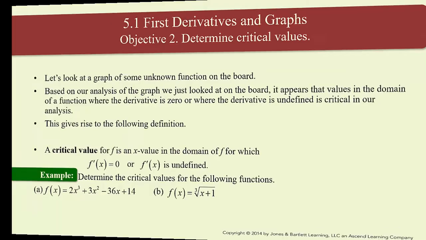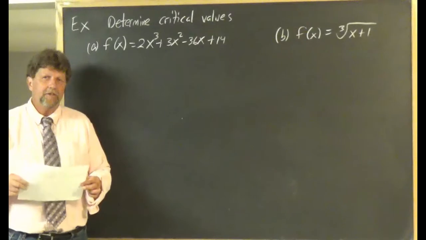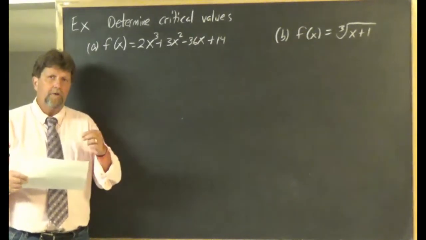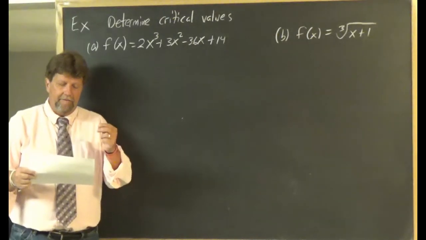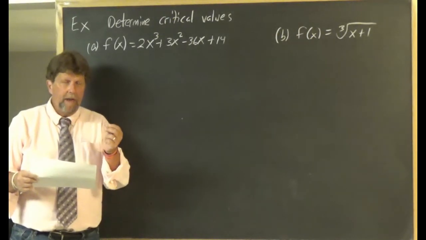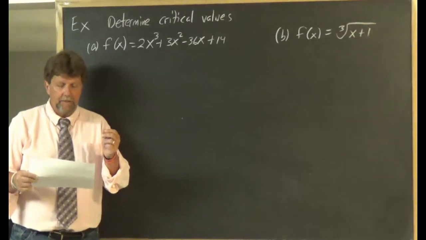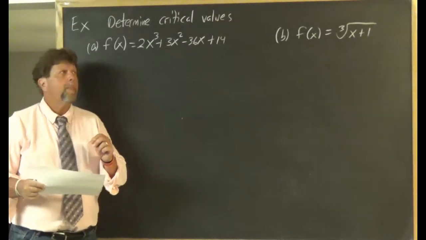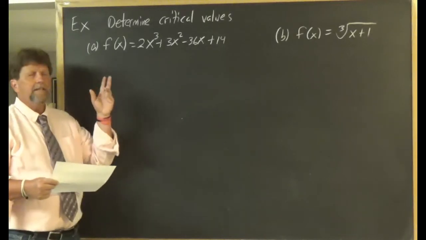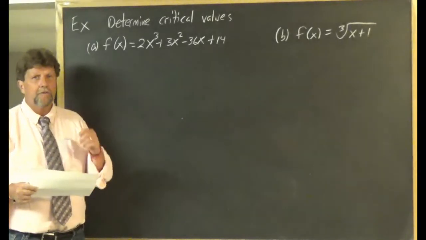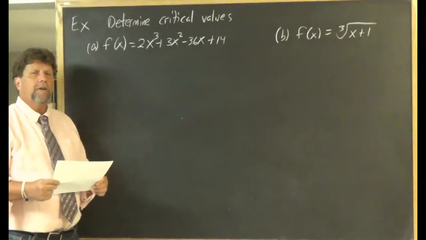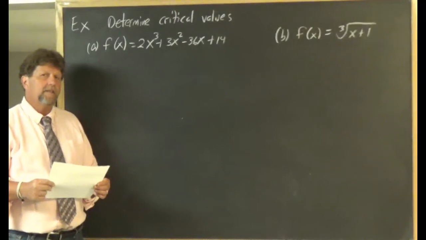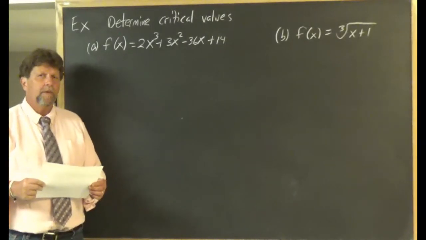All right, we just saw the definition for a critical value. One more time, a critical value. We call something a critical value for a function if it's an x value that's in the domain, so you have to be in the domain of the function, where the derivative is 0 or the derivative is undefined. So in this example, we're asked to simply find the critical values. So find the critical values for the function 2x cubed plus 3x squared minus 36x plus 14.